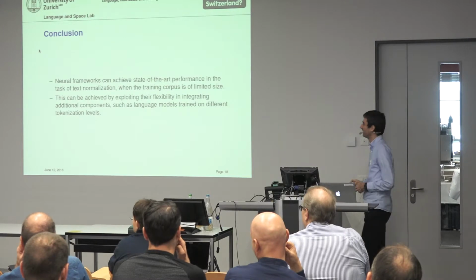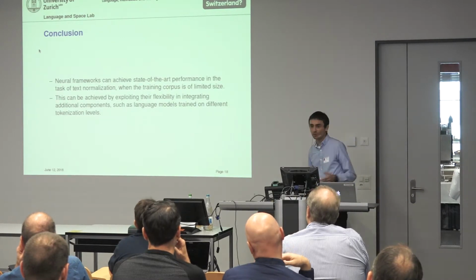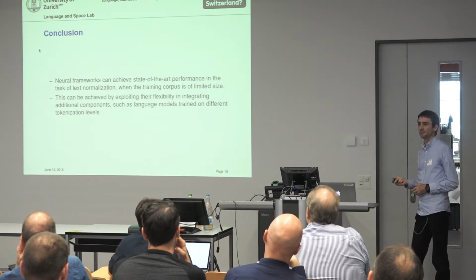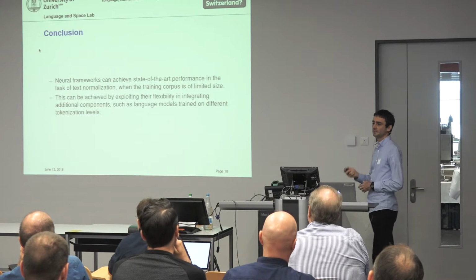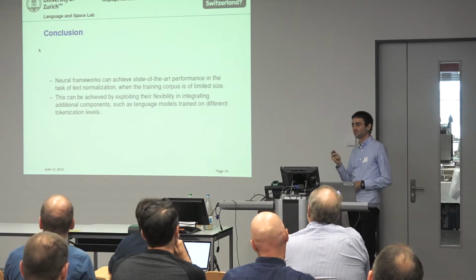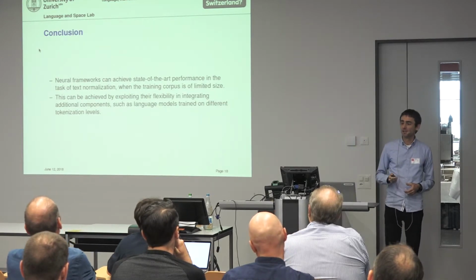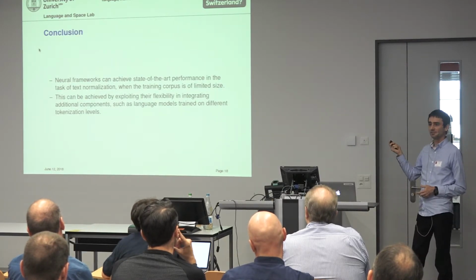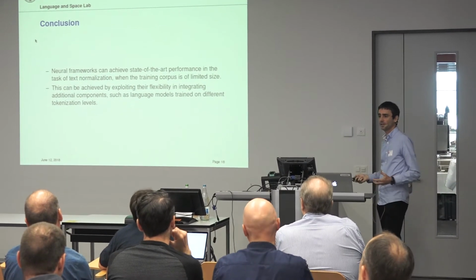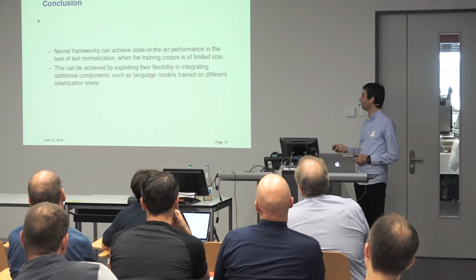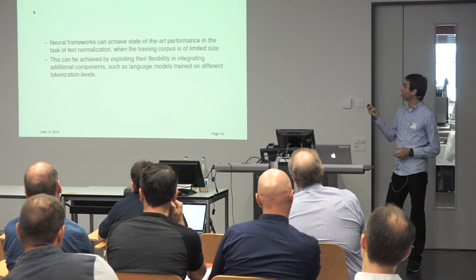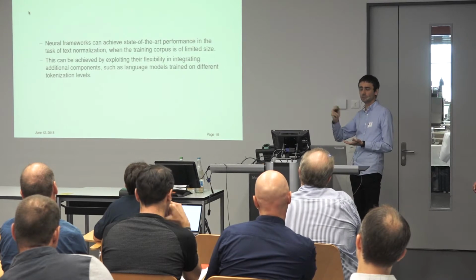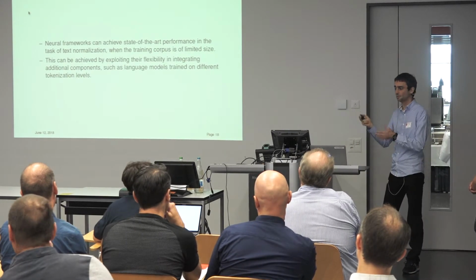So, to conclude, we have shown that it is actually possible for neural networks to achieve state-of-the-art performance in text normalization, even when training data is of limited size. We can achieve that by exploiting the flexibility of neural networks to be expanded with additional components. In our case, additional language models that operate at different organizational levels, so not only characters, but also words.